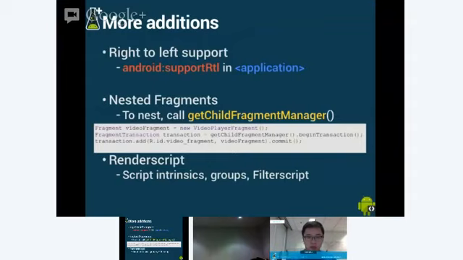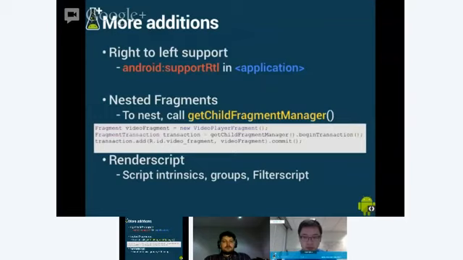We've also now added something that developers have been asking for a while, which is called nested fragments. So you can now have a fragment within a fragment. To nest them, what you need to do is call getChildFragmentManager when you're doing your fragment transactions. And you can see there's some sample code there that shows you that when we go to do the transaction, the beginTransaction is actually called on getChildFragmentManager. And we are adding the video fragment to an existing fragment.